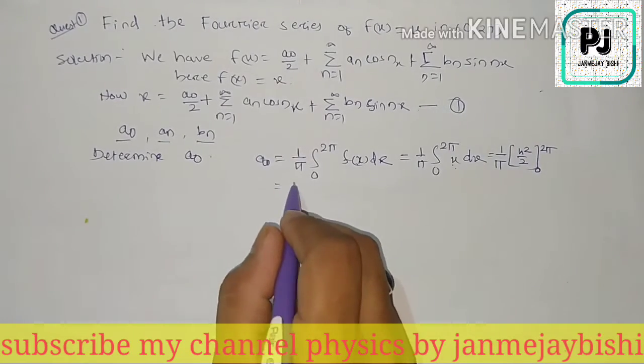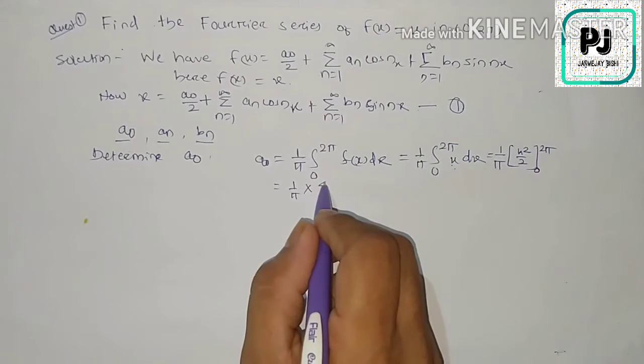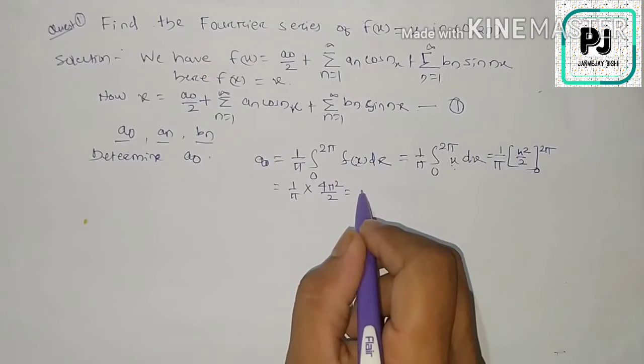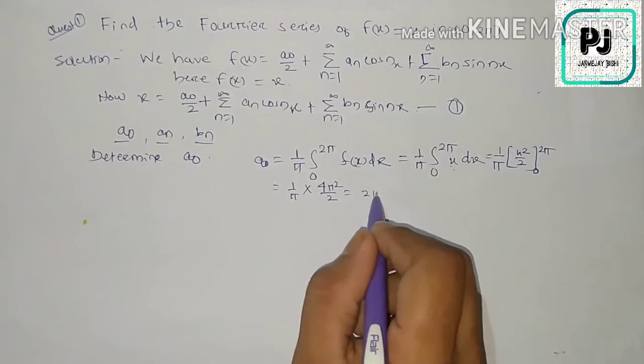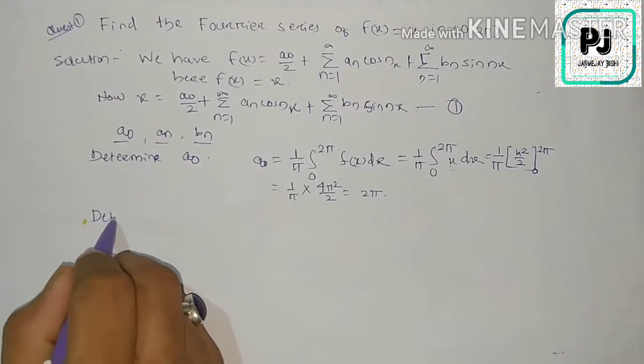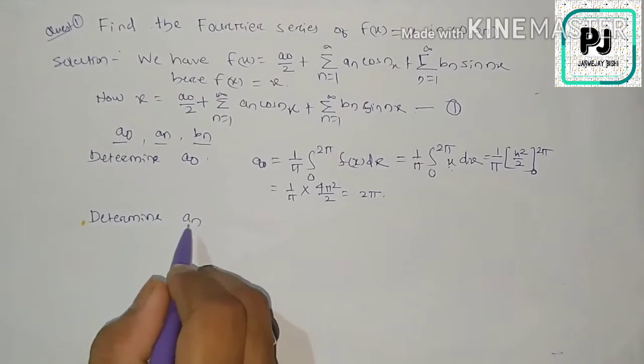Now we will substitute the value in place of the x. 1 by pi, this will be 2 pi square, actually I have directly written 4 pi square by 2, and 0 square is equal to 0. So now it will cancel 2 pi. So now determine the values for an.